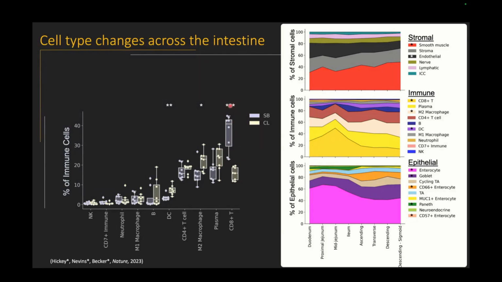But what was especially interesting was there's a lot of large variance here in the percent of CD8 cells within different donors in the small intestine.